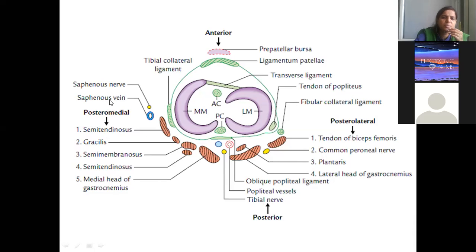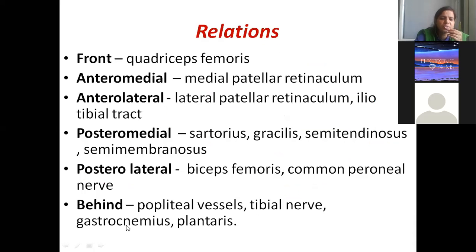Just look at this picture, you will be able to write whatever relations are here. In front, quadriceps tendon. Anteromedial and anterolateral are only extensions of fibrous capsule: medial patellar retinaculum and lateral patellar retinaculum. Posterior medial: sartorius, gracilis, semitendinosus. Posterior lateral: biceps. Just remember the boundaries of popliteal fossa. Biceps is common to the behind, that means in front of it are the popliteal vessels, tibial nerve, and you will find plantaris.